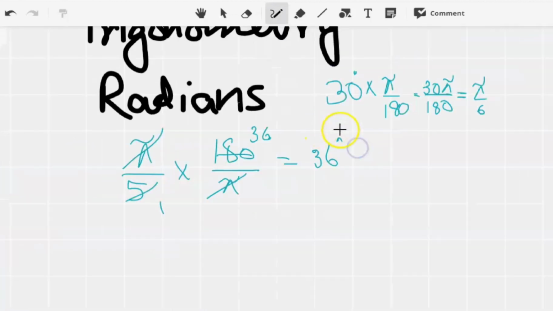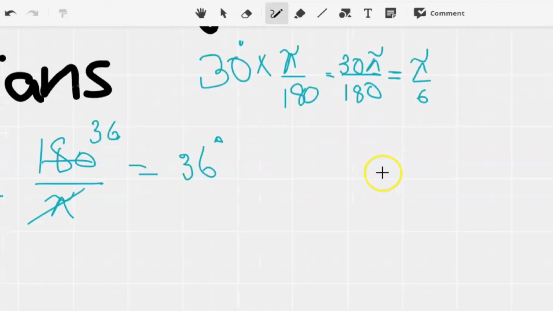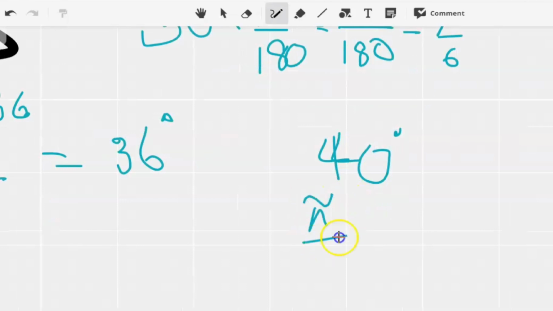Now you can do two questions, one for degrees and one for radians. So you can do how you're going to convert 40 degrees and how you are going to convert pi over 3.